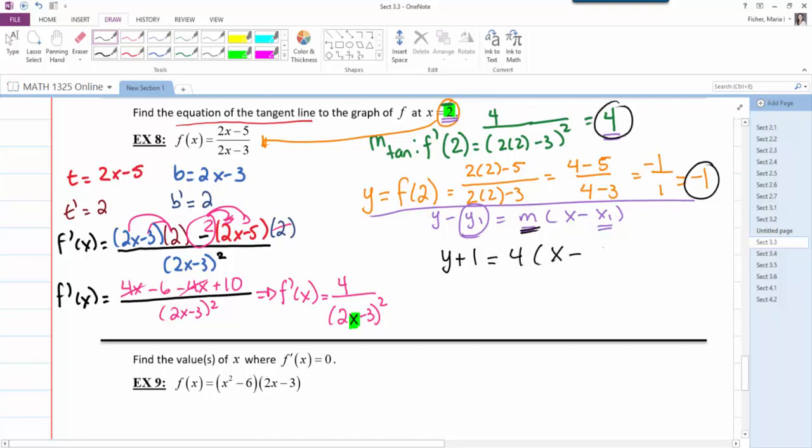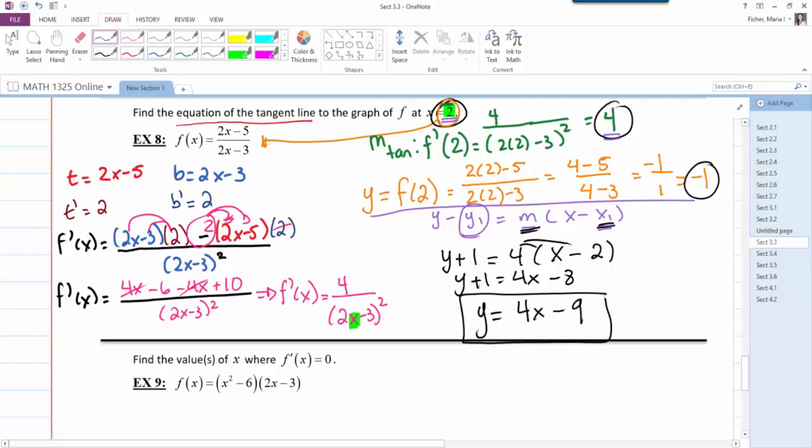4 times x minus my x1, which was given as 2. And all we need to do now is distribute, combine like terms, and solve for y. So 4 plus 1 is equal to 4x minus 8. Subtracting 1 from both sides, I get 4x minus 9. So the equation of the line that is tangent to the graph of f at the point x equals 2 is y equals 4x minus 9.